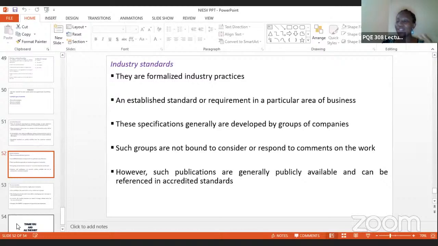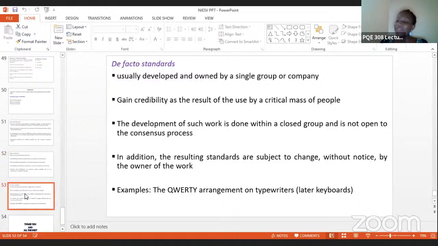So accredited standards are under the national or international bodies, and before any decision was reached under accredited standards, there was consensus. People came together to agree. After hearing from different parties, an agreement was reached, a consensus was reached on how to be doing things. But for the industry, groups of industries with common interests pull resources together and come up with ways of doing business or ways of carrying out their work. You understand? And lastly, we have de facto.